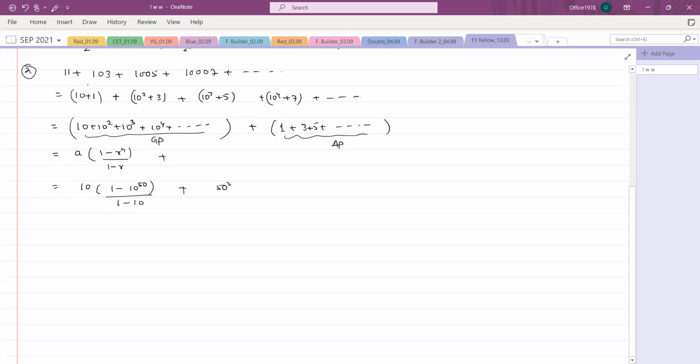Okay. What will be the sum of this? N by 2 whole into 2A plus N minus 1 into D. D is 2. So take 2 common, 2 got cancelled. 2 into 50, 2 common, then 1 plus 49. So 50 square. Okay.